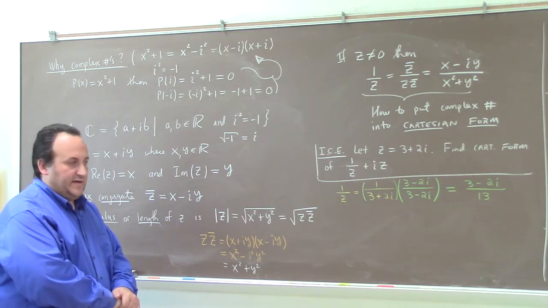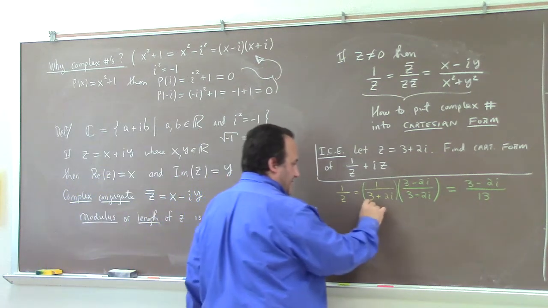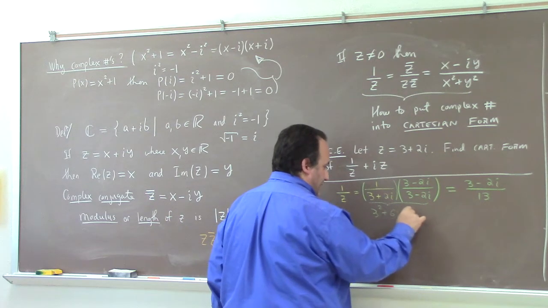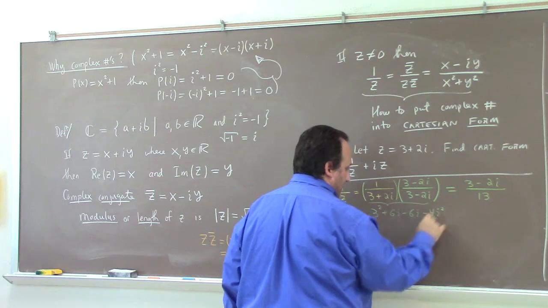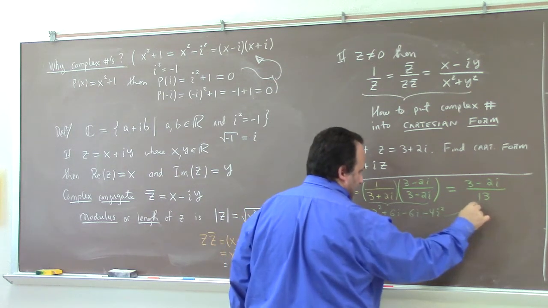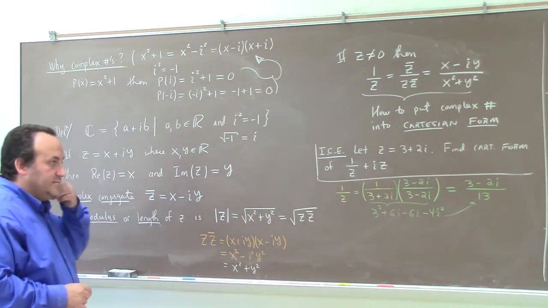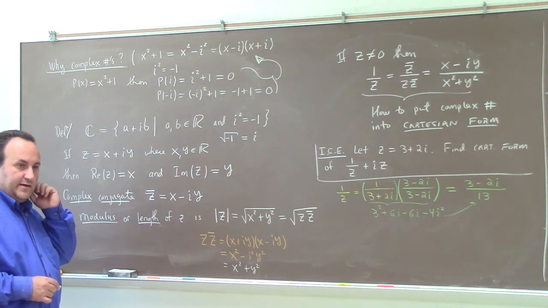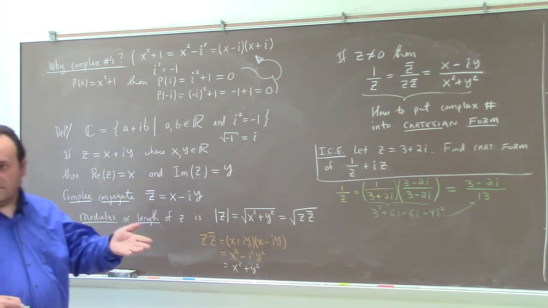See, 3 times 3 is 9. So this right here again is 3 squared plus 6i minus 6i minus 4i squared. That is 13, because the 6i's cancel, i squared is minus 1, 9 plus 4 is 13. So that's the Cartesian form of 1 over z, right?